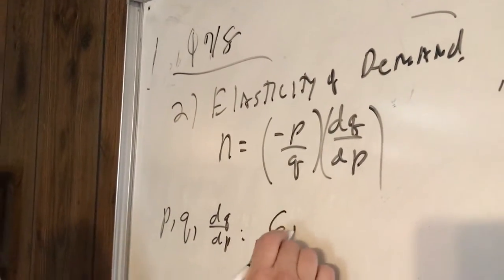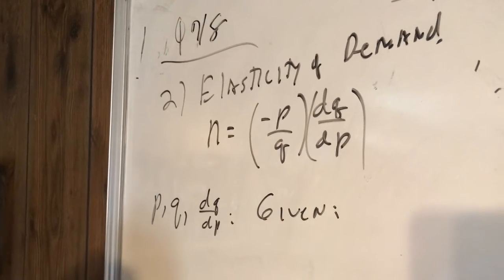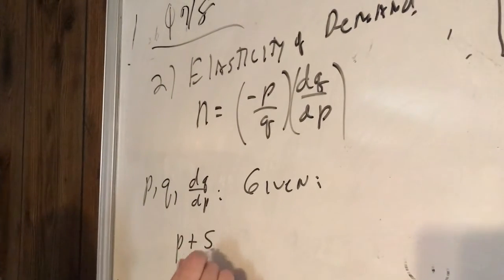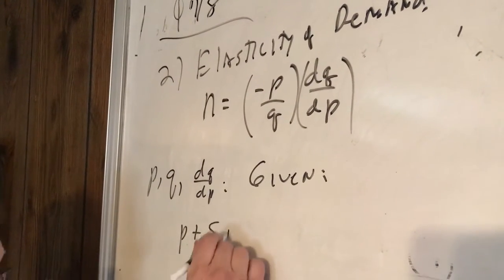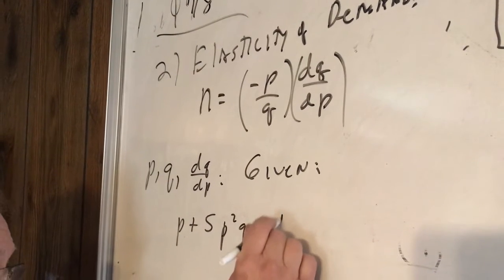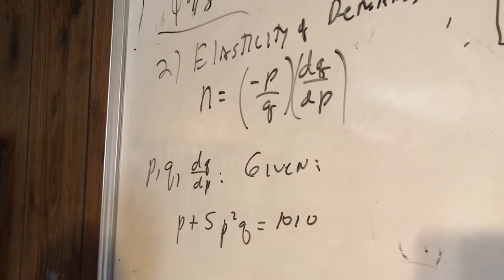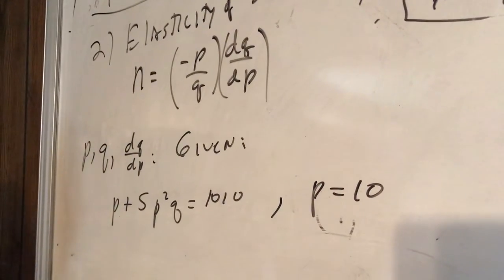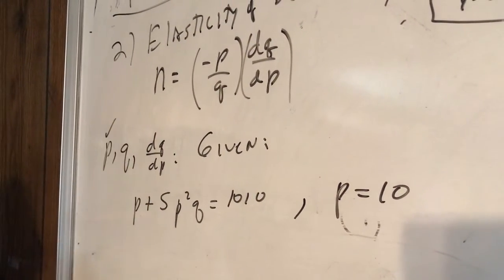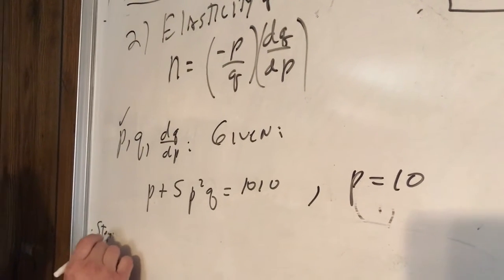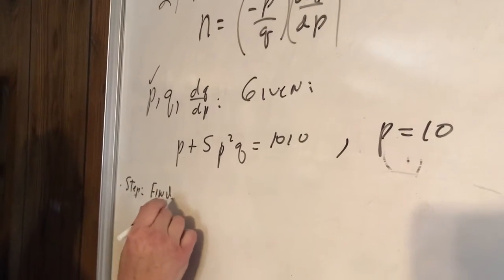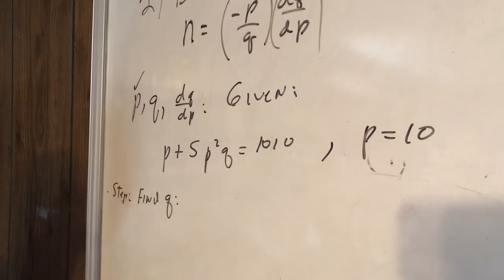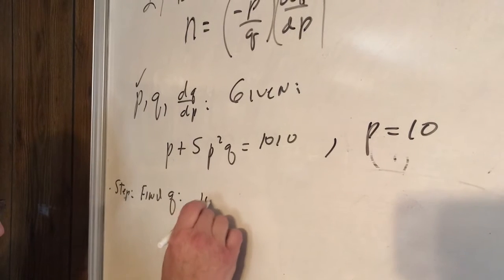So what are we given? In this problem, we are given two things. We're given the function P plus 5P squared Q equals 1010. We're also given that the constant P equals 10. So I have one of them. Our first step should always be, if they don't give you both constants, find the other constant by substituting in the original problem.